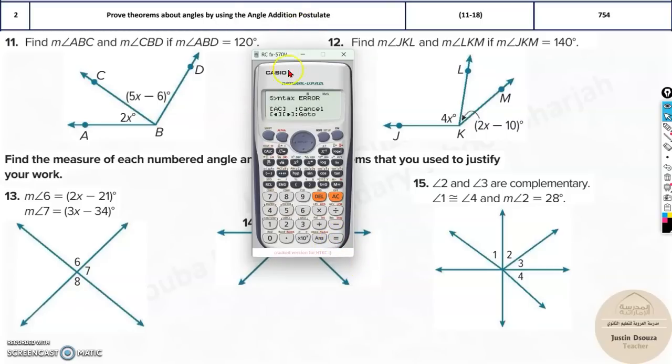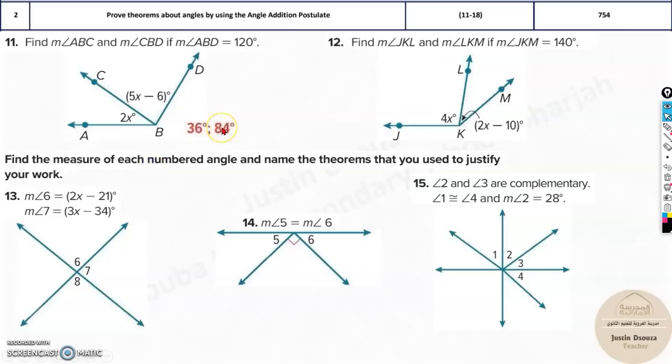If you press equal to, you will not get the answer because x is a variable. You need to press shift and then solve. What is the answer? You will get 18 over here. The x value is 18, but what you want is CBD. So instead of x, put 18, minus 6, and now this is the answer, 84. So this is the thing.